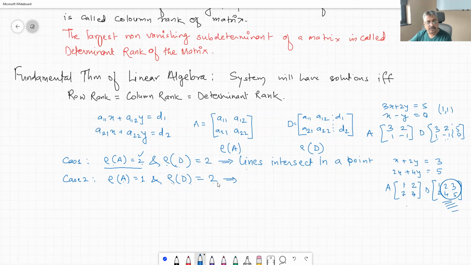So what is the situation? What is the interpretation of this situation where rank of A is 1 and rank of D is 2? There is no solution. And what is our geometric interpretation of these two lines? They are parallel lines. No solution.